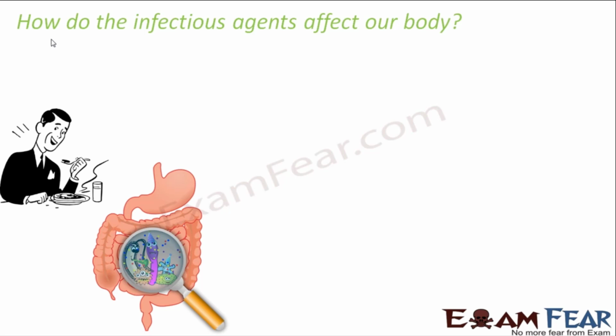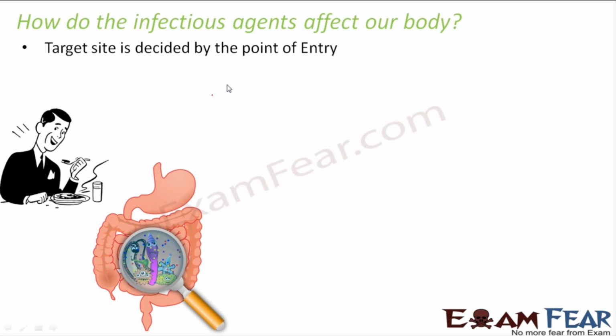So now the question is, our body is so large. Once the microbes enter inside our body, they have so many options to go. They can go wherever they like. What do you think the microbes will mainly target? I mean, where the microbes go, what are the factors on which it depends? So the target site is decided by the point of entry. Point of entry means the point from which the microbe is entering our body.